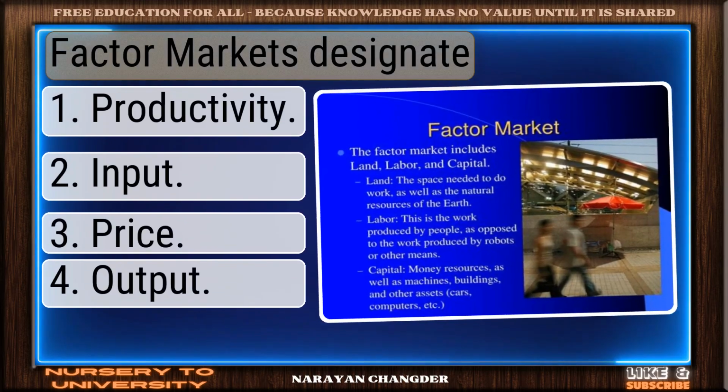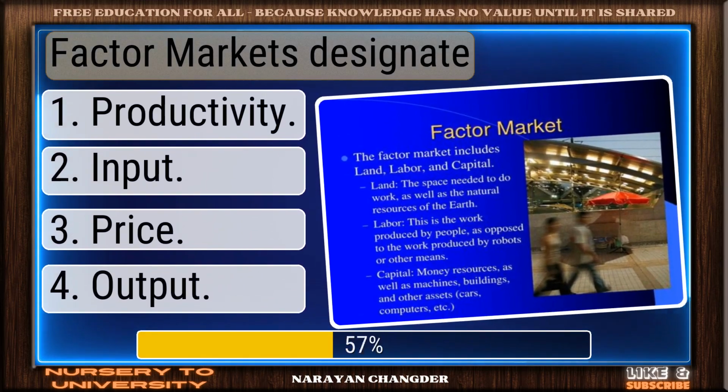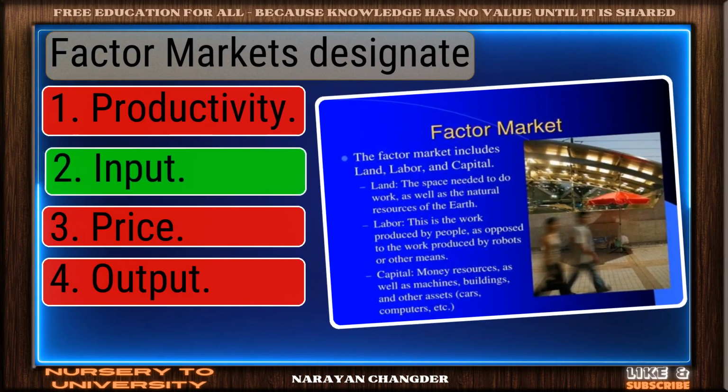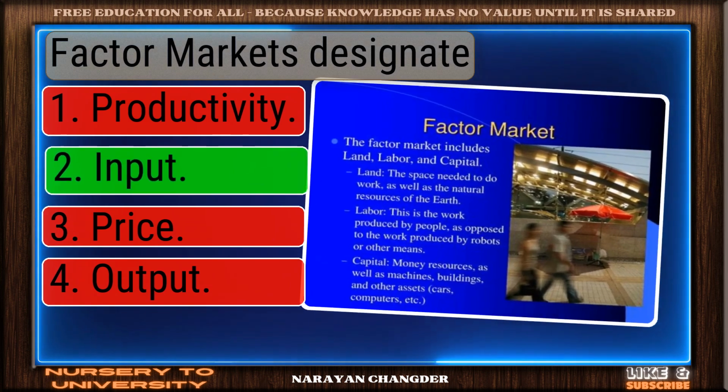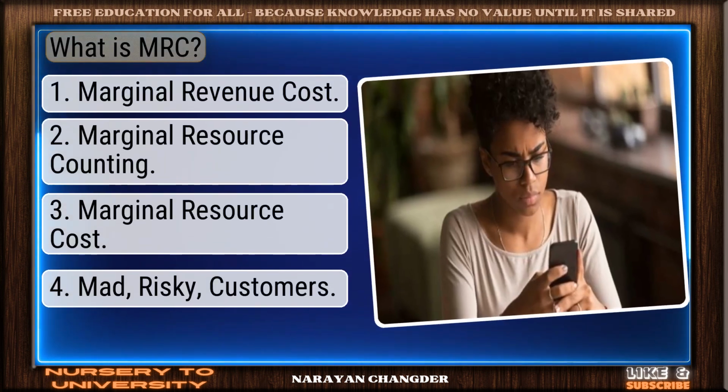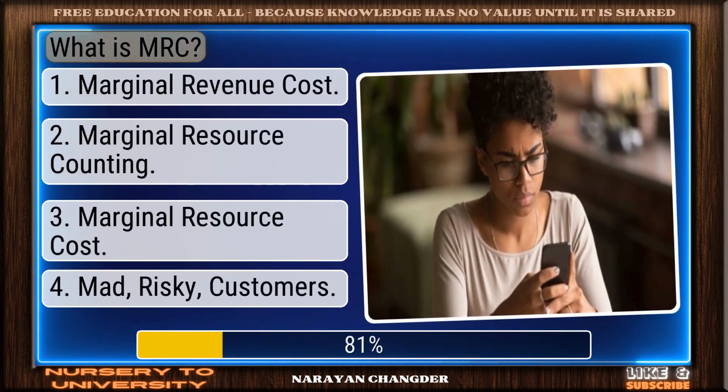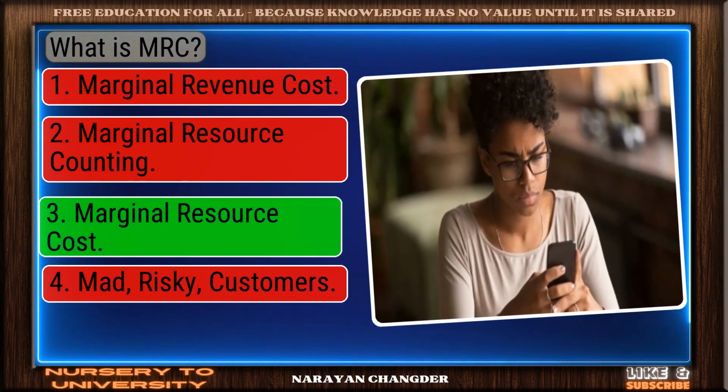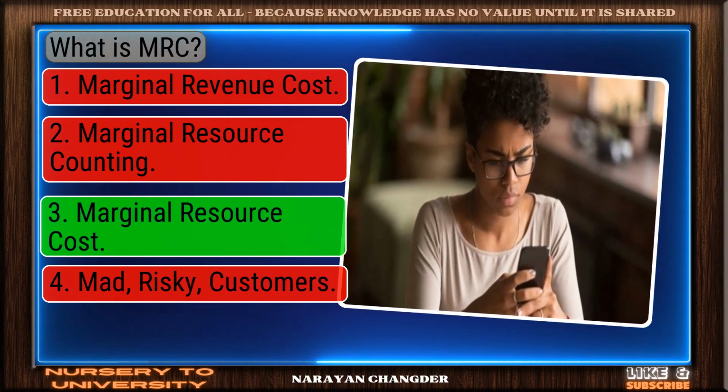Factor markets designate? Smart move. Input is an accurate answer. What is MRC? Sharp thinking. Marginal resource cost is the right choice.